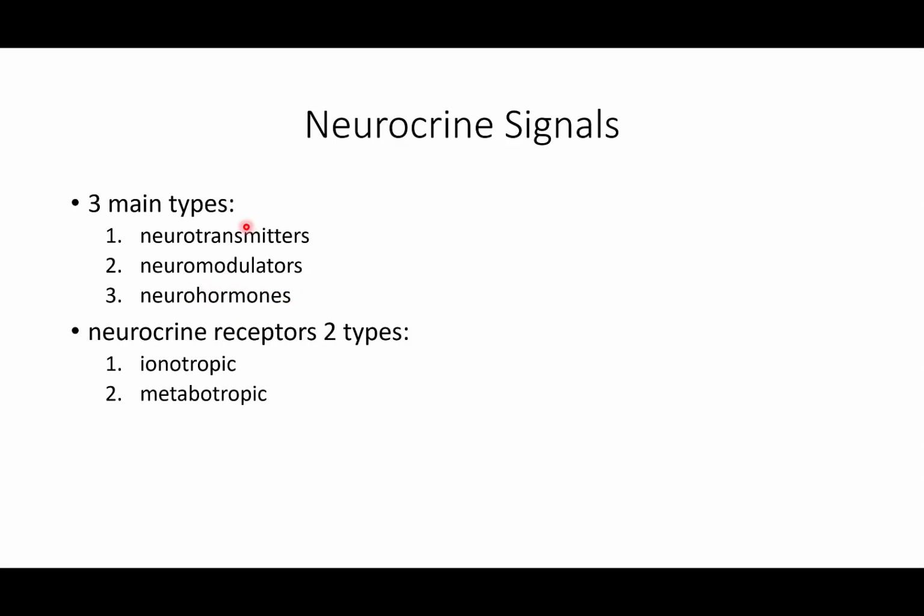So those are our three types of neurotransmitters. When we talk about neurocrine receptors, we have two types of receptors that can be found on our target tissues. We have those that we call ionotropic. So when a neurocrine is bound to an ionotropic receptor, it will open an ion gate. We have a gated channel, it gets opened, and ions will enter into the cell, like sodium or chloride, potassium, calcium, what have you.